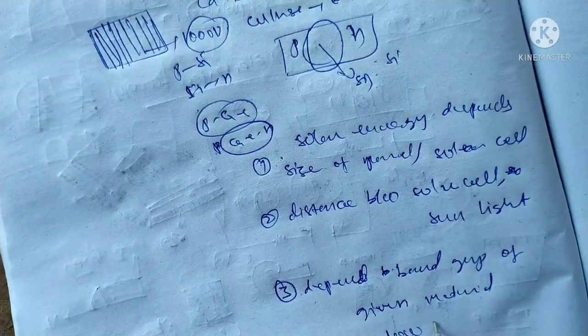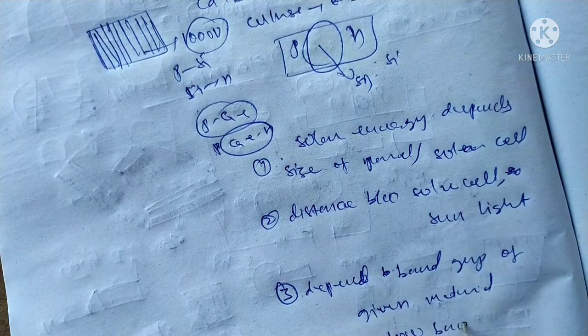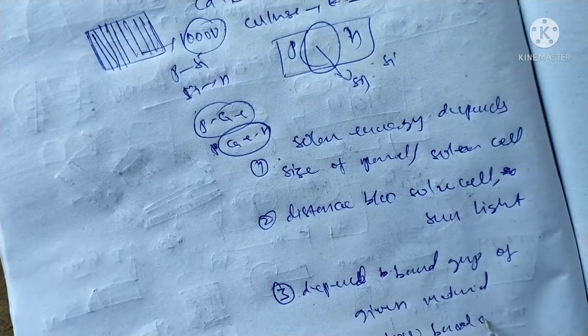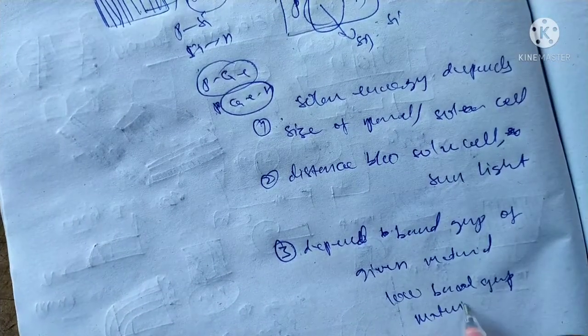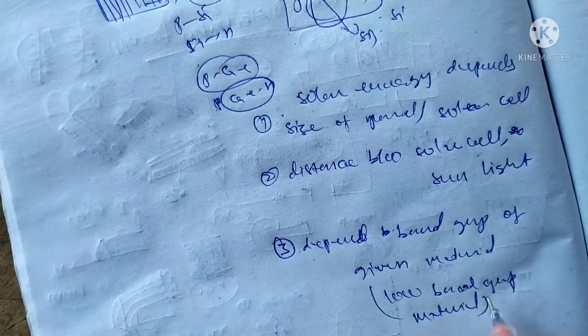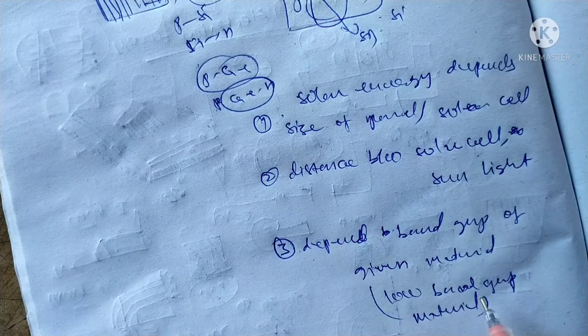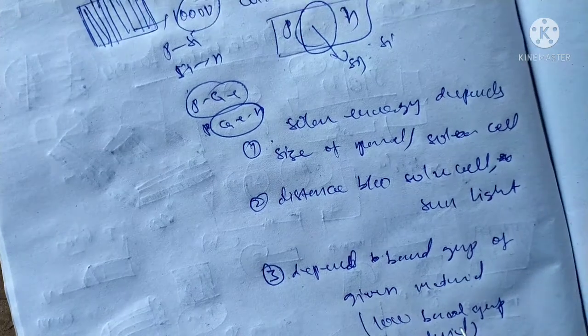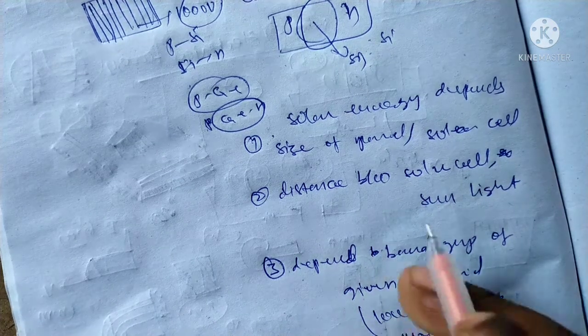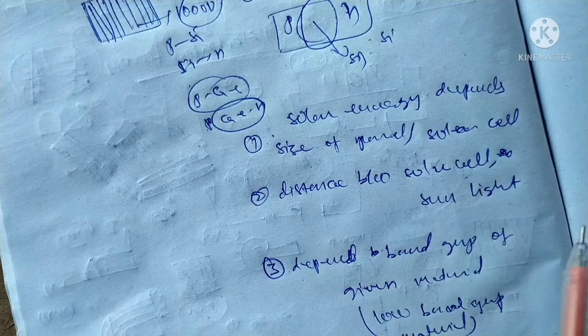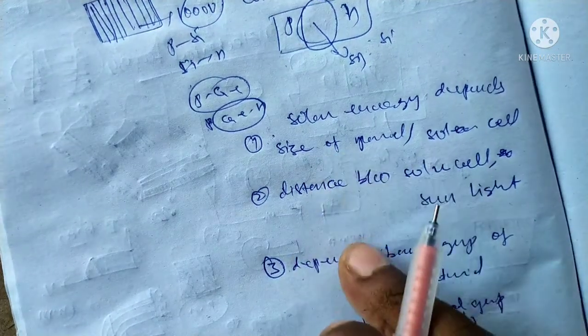Here low band gap materials are used. The best examples are silicon, germanium, gallium arsenide, gallium phosphide and cadmium telluride. Low band gap materials will exhibit high current and high energy, and the efficiency will increase. The efficiency of the solar energy, that is the storing of the energy, depends upon these parameters.